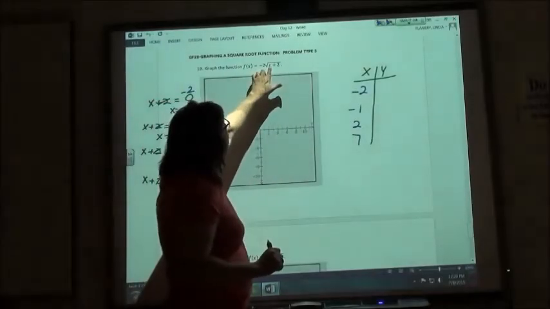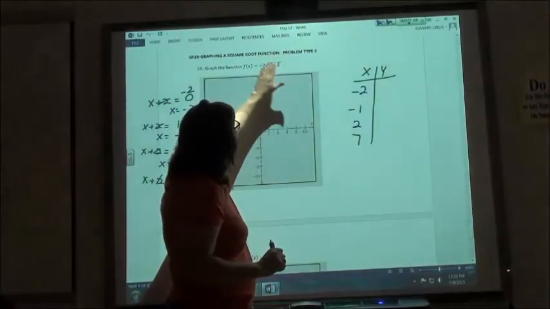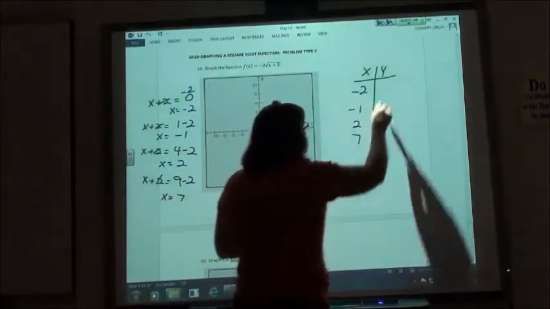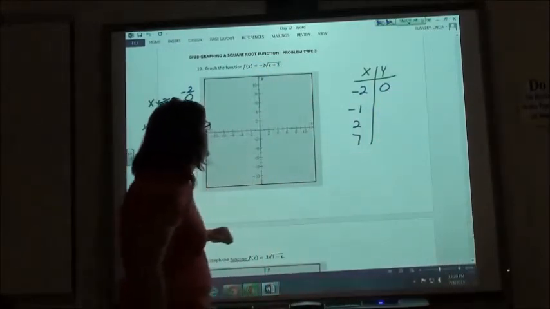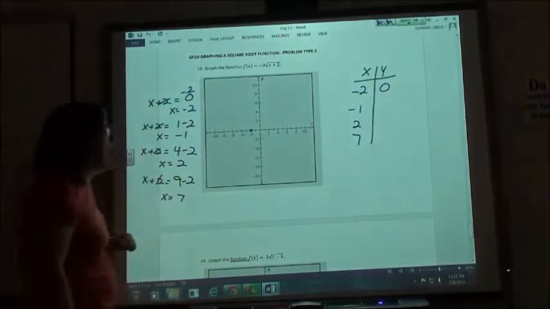So, -2 plus 2 is 0. The square root of 0 is 0. And 0 times the -2 in front still is 0. So, -2, 0 is going to be the end point of my graph.